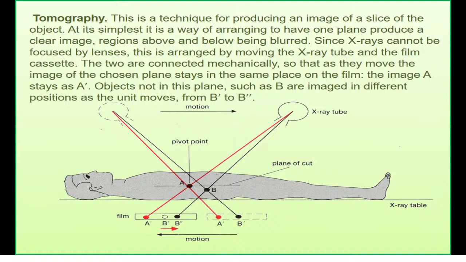The image A stays as A prime. Objects that are not in this plane, such as B, are imaged in different positions as the unit moves from B prime to B2 prime.